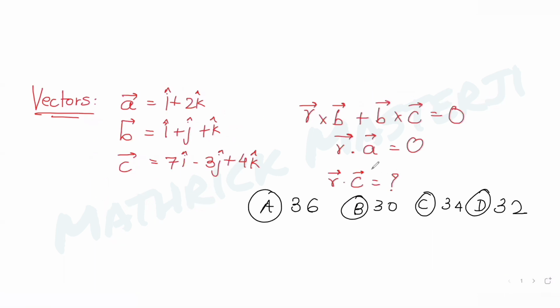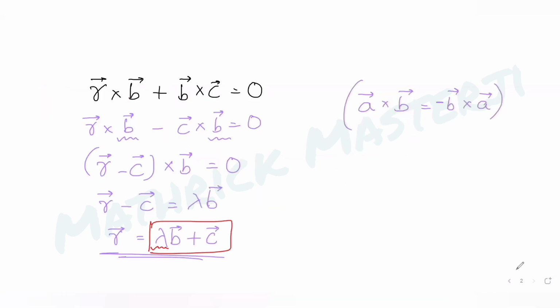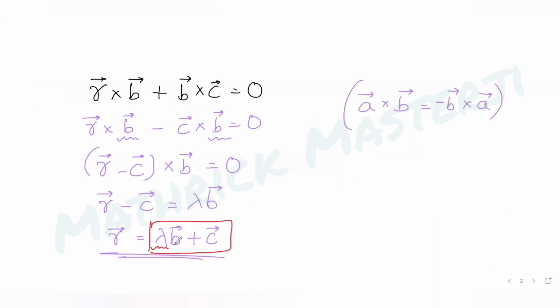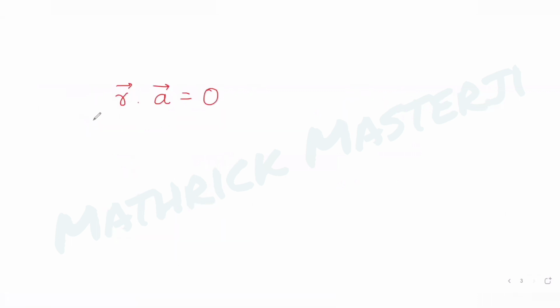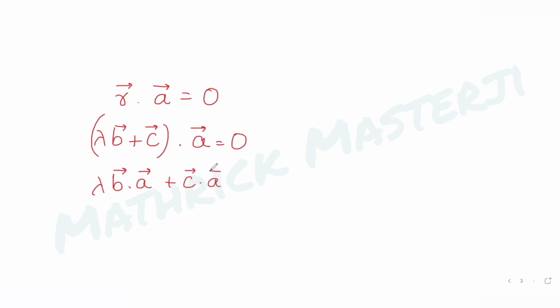For that, we use the other thing that is also told to us: R bar dot A bar, the dot product of R bar and A bar, is equal to 0. So the dot product of vector R and vector A is 0. We already know vector R is lambda B bar plus C bar, so (lambda B bar plus C bar) dot vector A is equal to 0. That gives me lambda B bar dot A bar plus C bar dot A bar is equal to 0.